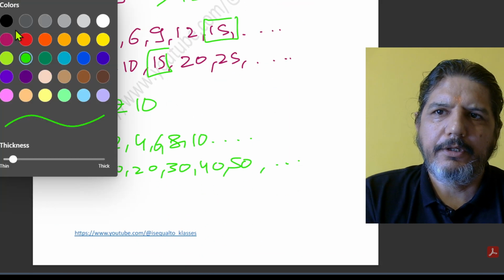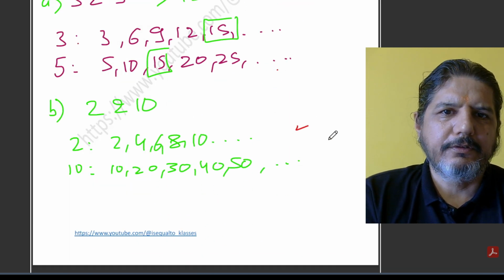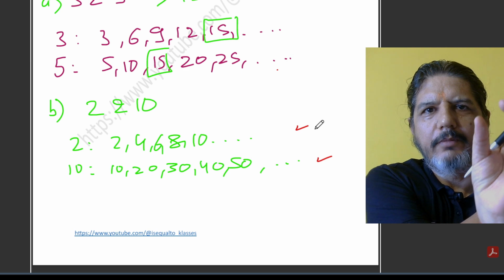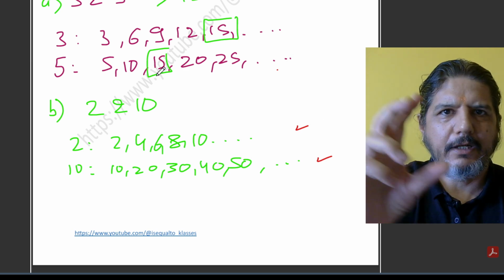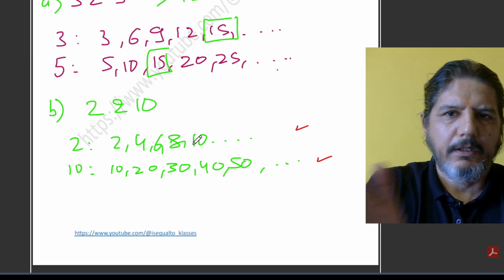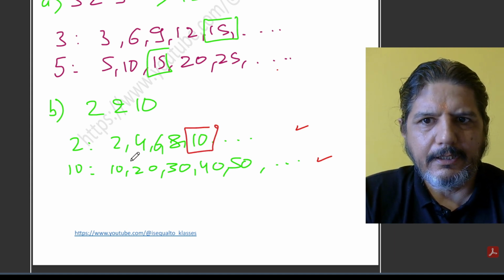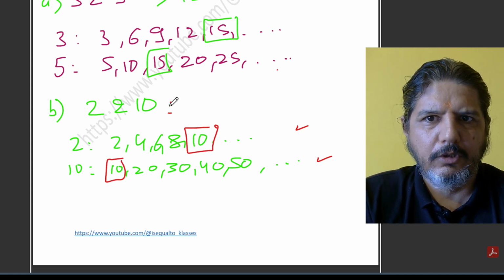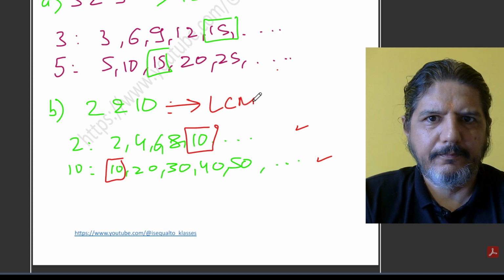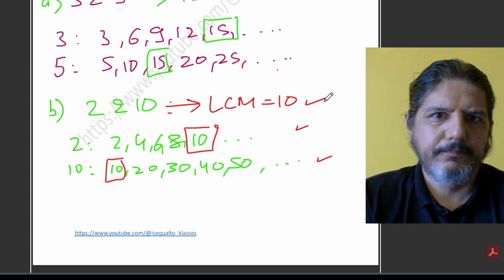So now again we have written the multiples, and now we have to find the lowest common multiple. Basically the first number in this sequence which is common. So if you see, 10 and 10, they are common. So the LCM of 2 and 10 is 10.